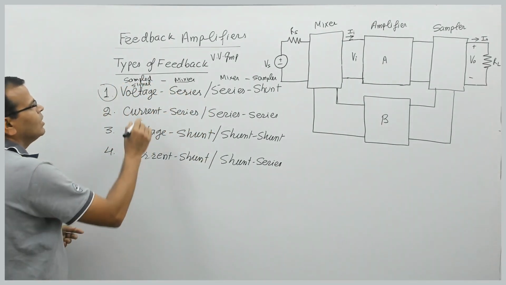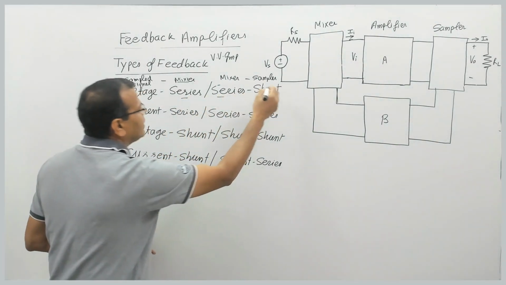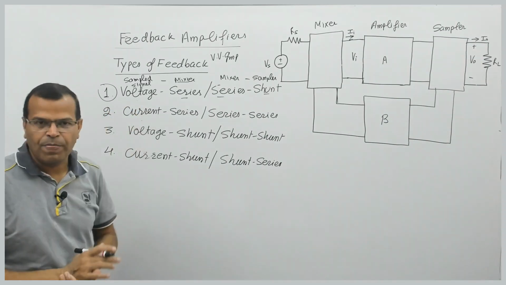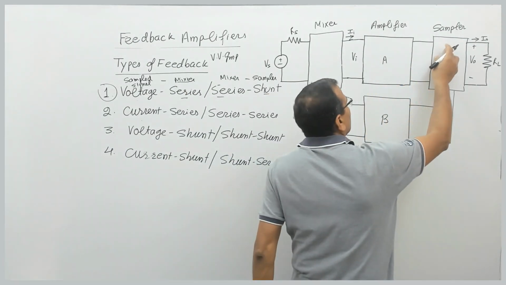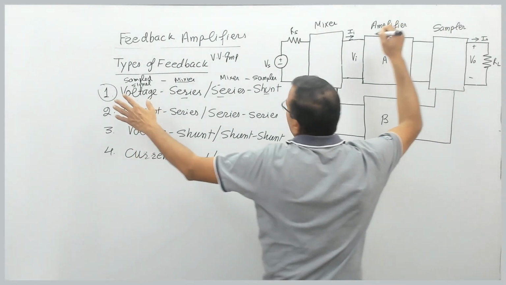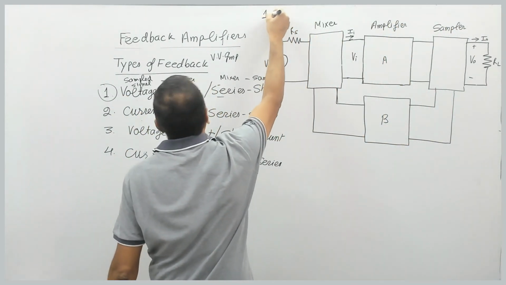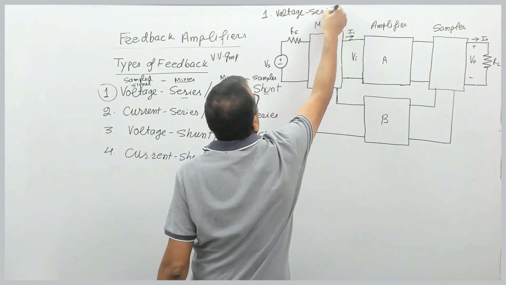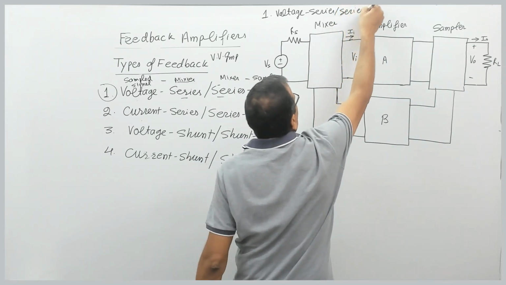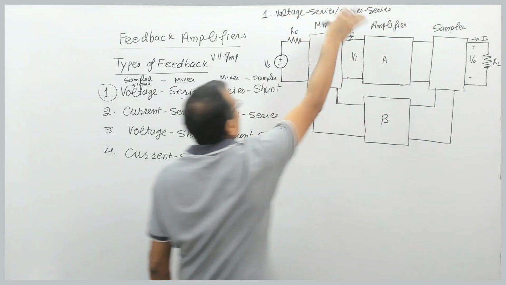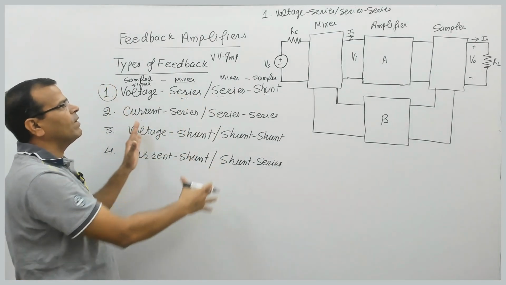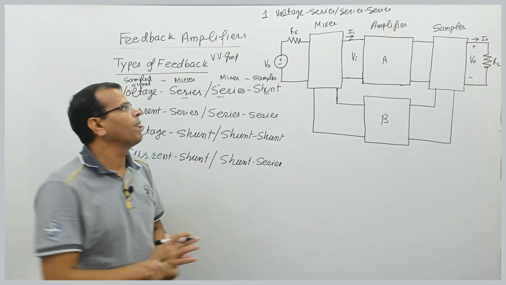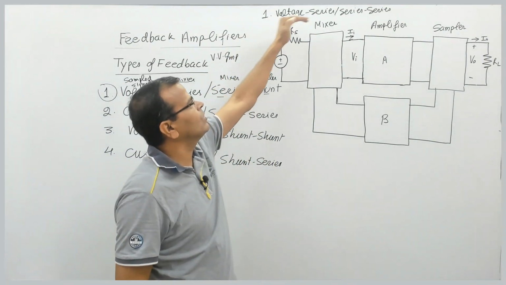Now, in voltage series or series topology, the sampled signal is voltage. It means what is there? A voltage sampler. Let us talk about voltage series feedback, or series feedback, first. Fine, I'll be taking one by one. I will be explaining all the topologies one by one in this space. Fine. So let us take voltage series or series.